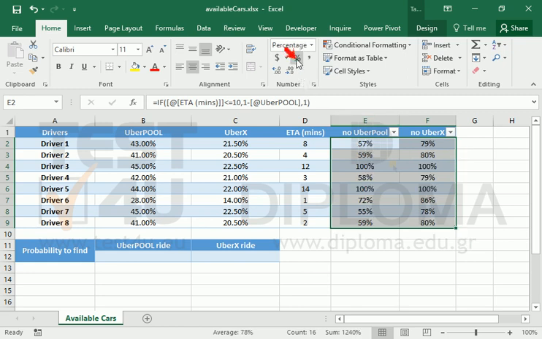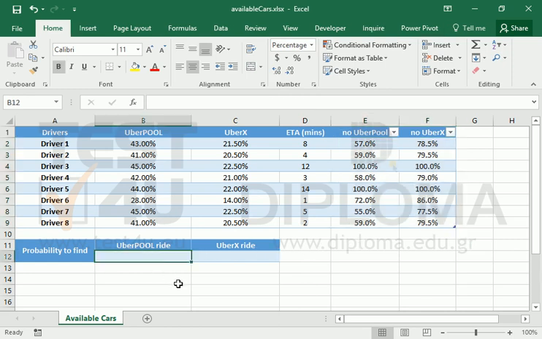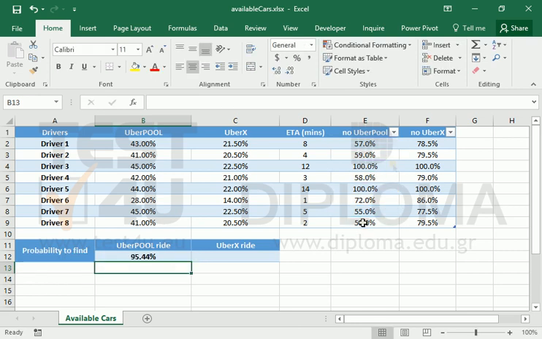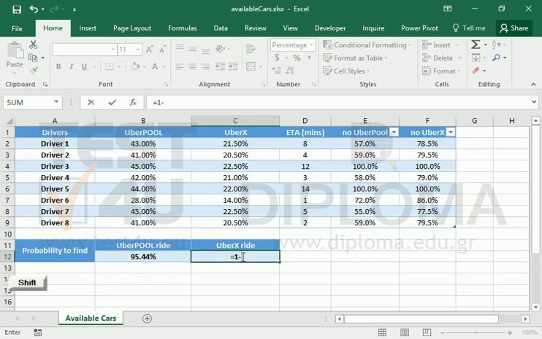The probability that no UberPOOL driver is available is calculated by multiplying all values in column E. And this number, subtracted from 1, gives us the required probability. The same applies to the probability for an UberX driver to be available.